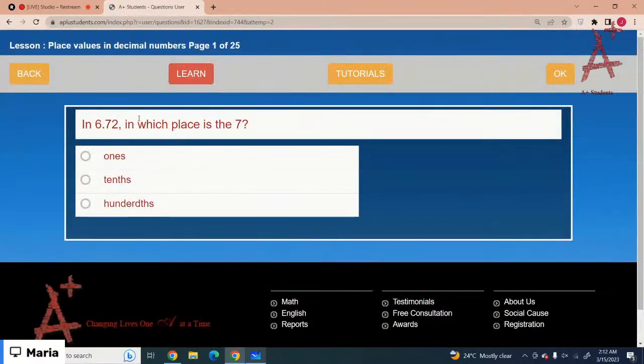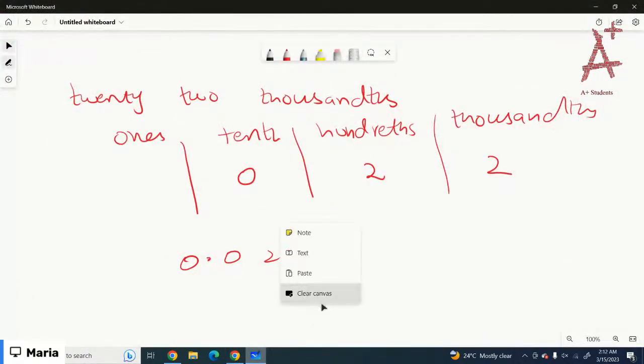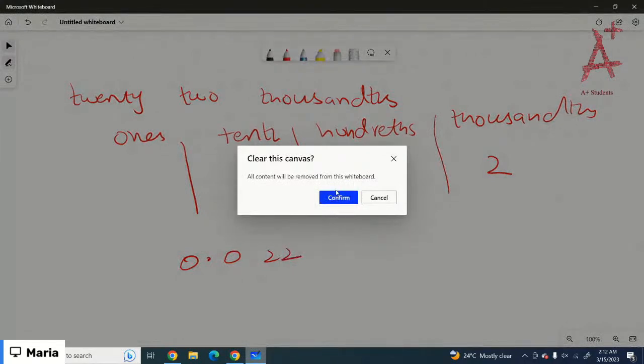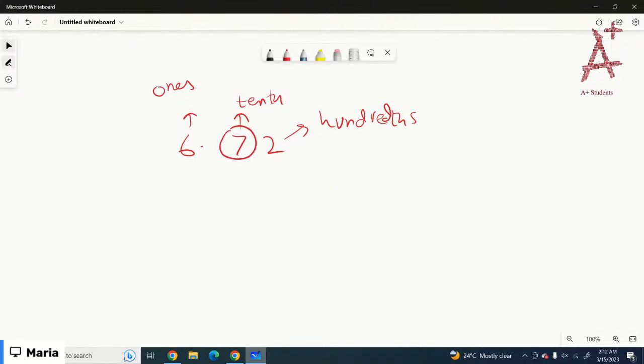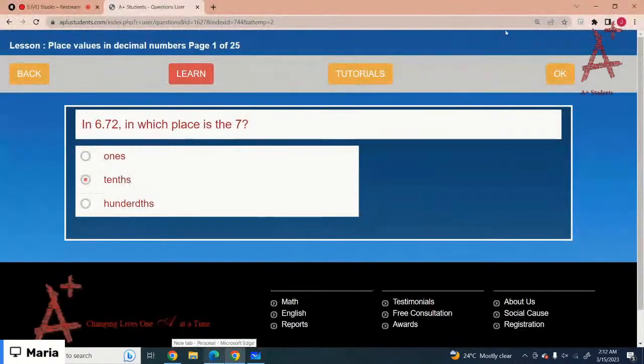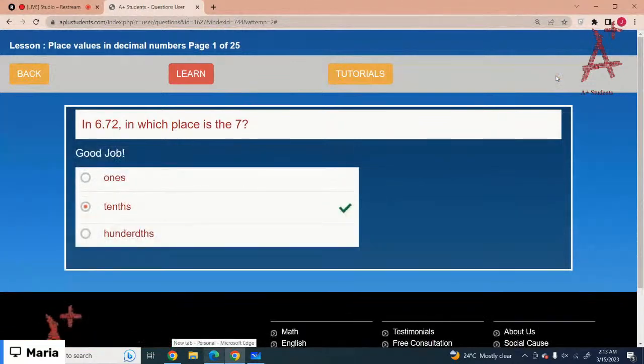In 6.72, in which place is 7? 6.72. 6 is at the ones position, 7 is at the tenths position, and 2 is at the hundredths position. Got it? So that means 7 is at the tenths position. Got it?